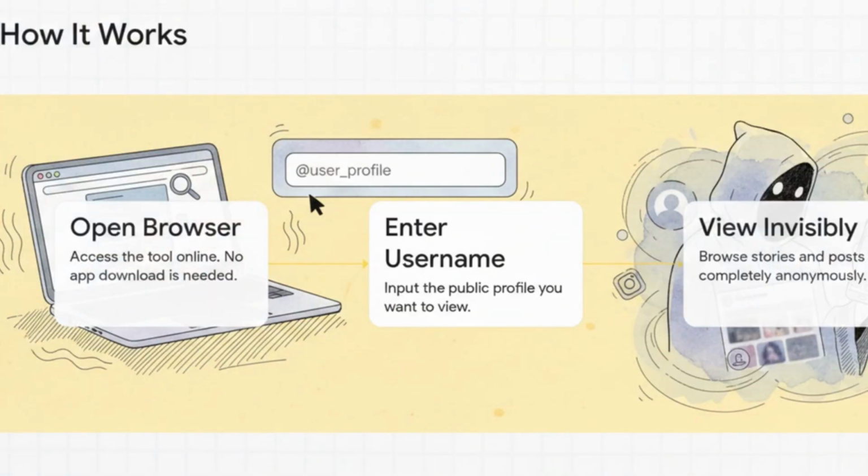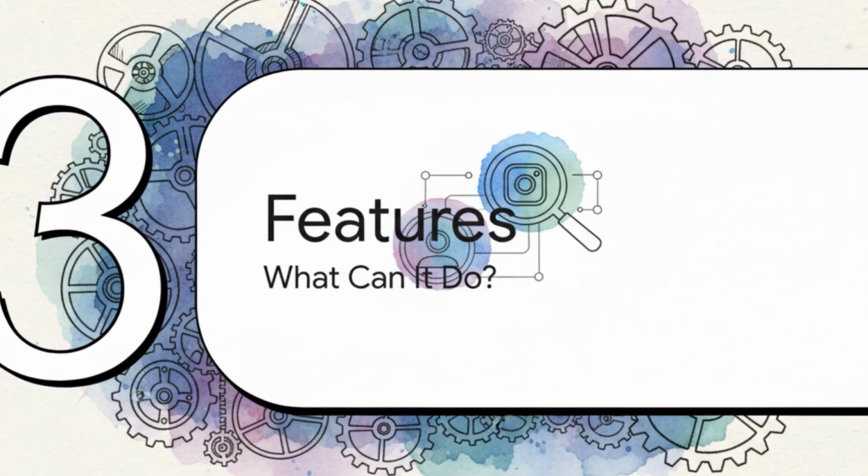It's that simple. And when I say simple, I mean it. The whole process is literally 3 steps. 1. Open the website in your browser. 2. Type in the username you want to see. And 3. Start viewing. You're completely invisible. Okay, so we know it's super easy to use, but what can Peak Viewer actually do for you? Let's get into the nitty-gritty of its features.